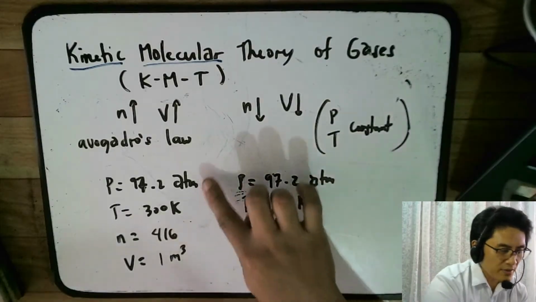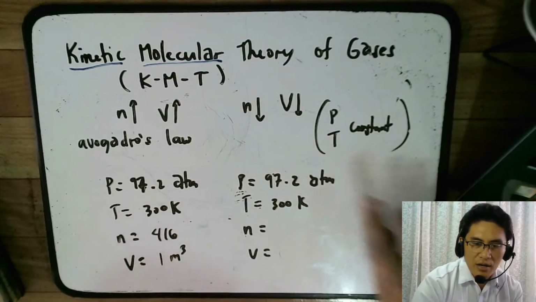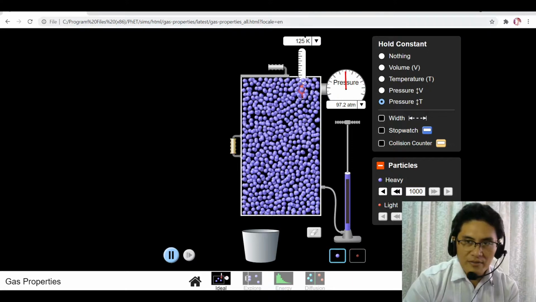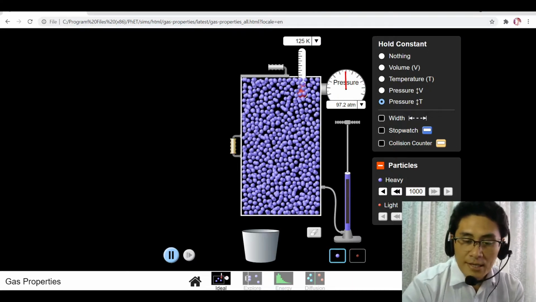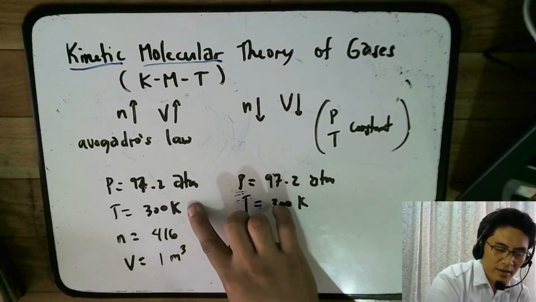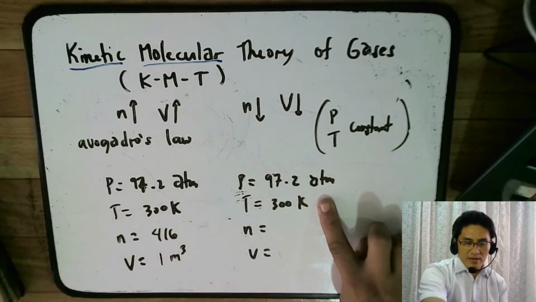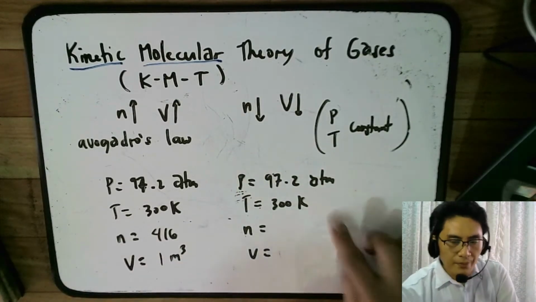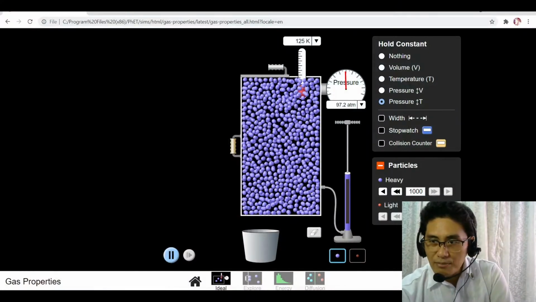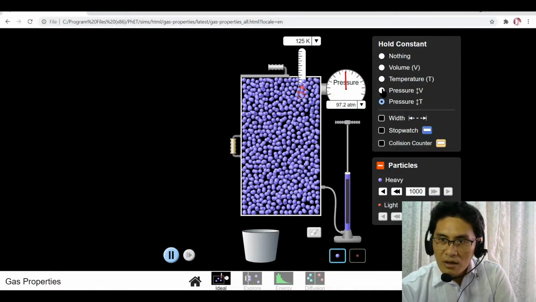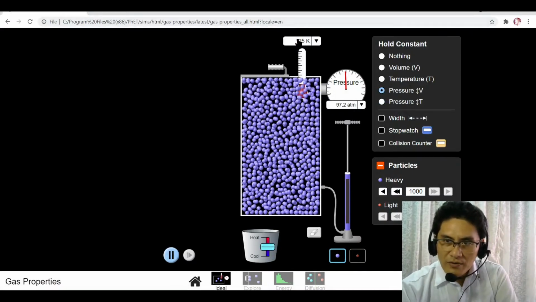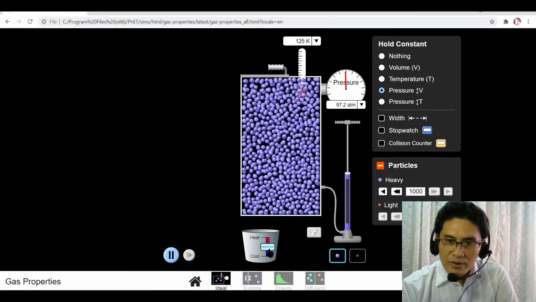The pressure is the same, but the temperature was 300 Kelvin and now it becomes 125. So let me reiterate, it should be 300 Kelvin. It should remain the same. To do this, I have to manually increase the temperature. From 125 K, I have to increase it to 300.